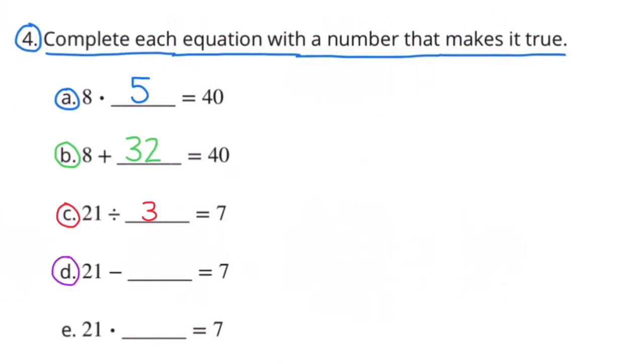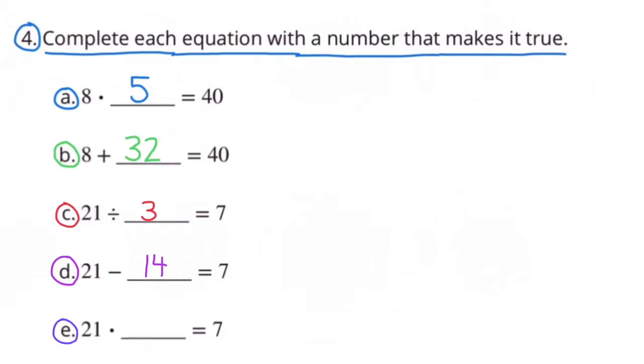D. 21 minus what number equals 7? 21 minus 14 equals 7. E. 21 times what number equals 7? 21 times 1/3 equals 7.